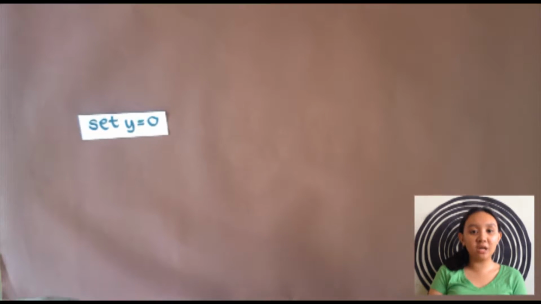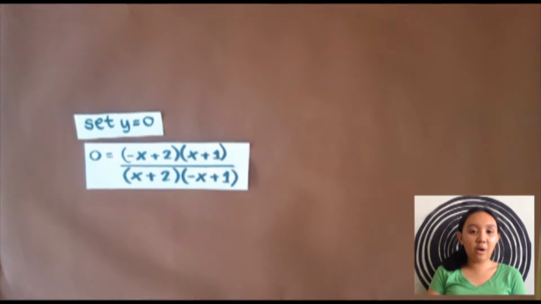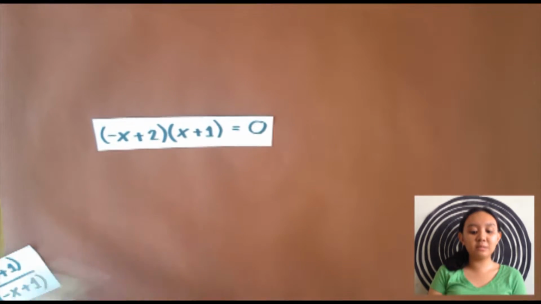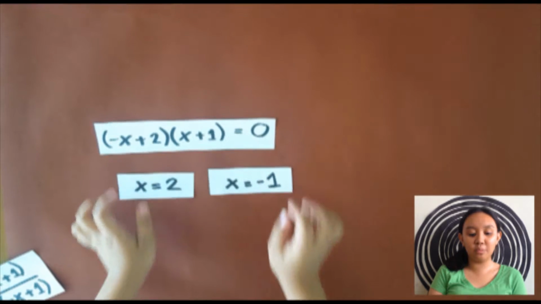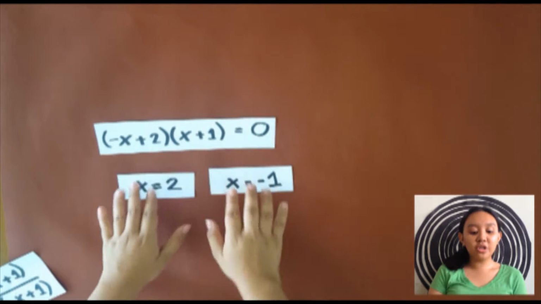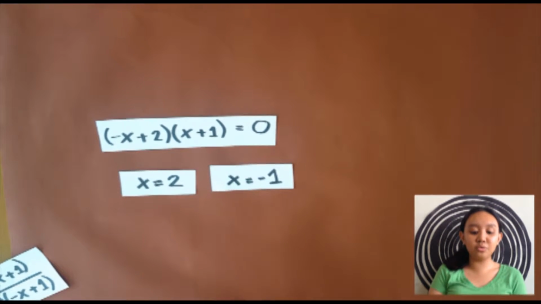To solve for the intercepts, we equate x and y to 0. To get the x-intercept, we equate y to 0, then cross multiply. We now have negative x plus 2 times x plus 1 equals 0. In conclusion, the x-intercepts are 2 and negative 1.